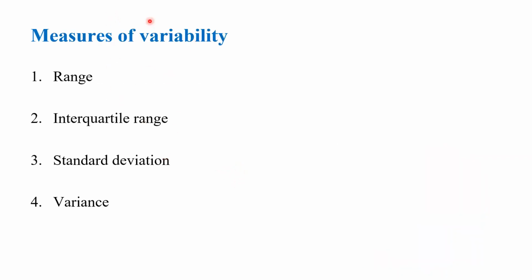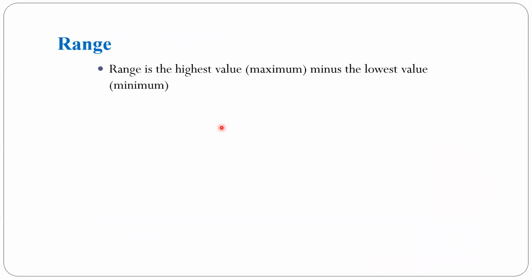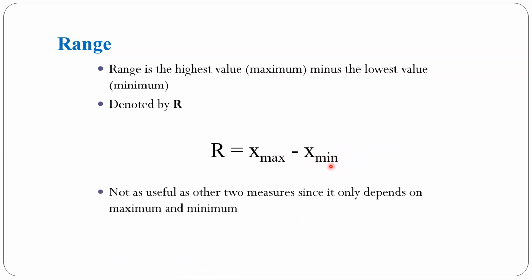The main measures of variability or dispersion we look at are the range, interquartile range, standard deviation, and variance. The variance and standard deviation we look at together because one is derived from the other. We'll start with the range, which is a simple measure of dispersion where we simply calculate the highest value minus the lowest value, the maximum minus the minimum. So we subtract the minimum value from the maximum value of your data set.